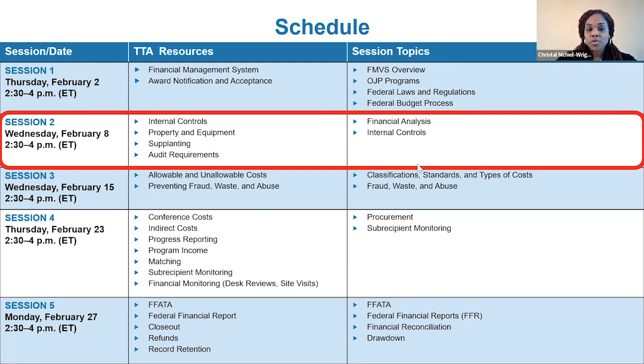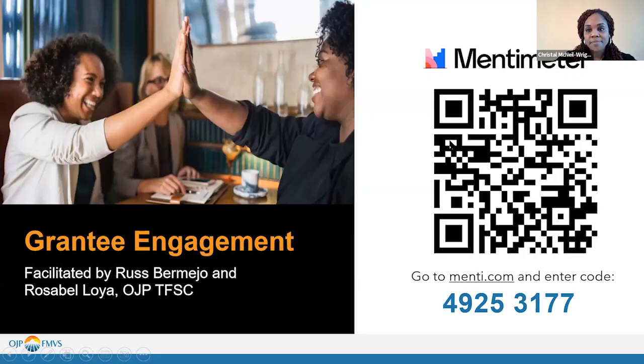I'm going to turn it over to Russ and Rosabelle, who will go through our first grantee engagement activity. Yep, thank you, Crystal. And welcome everyone to session 2. My name is Russ Bermejo, and I'm going to invite my colleague, Rosabelle Loya. We're going to go through just a few questions on the Mentimeter. So if you have your phone, go ahead and scan the QR code or enter the code when you visit menti.com, and you'll be able to participate in this activity.